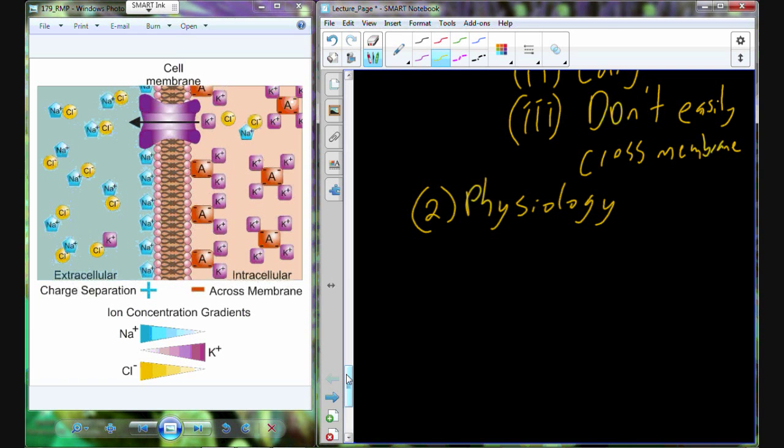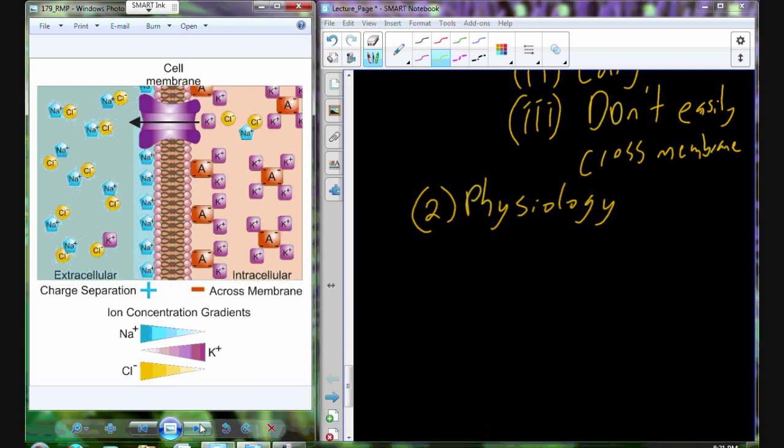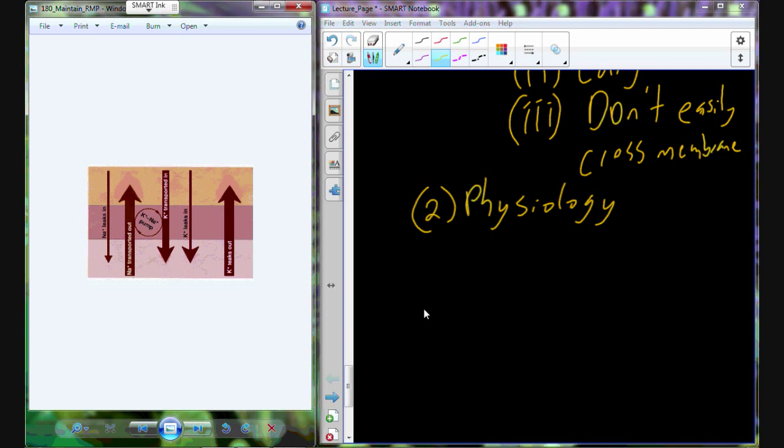Okay, so the physiology: we are constantly under a state of tending towards disorder. So we need the input energy to maintain the system. So we want to maintain our resting membrane potential at minus 70 millivolts. However, even without channels open, our membranes are a little bit leaky.